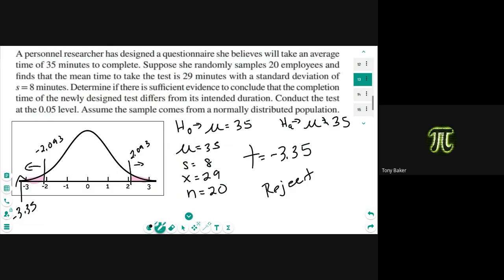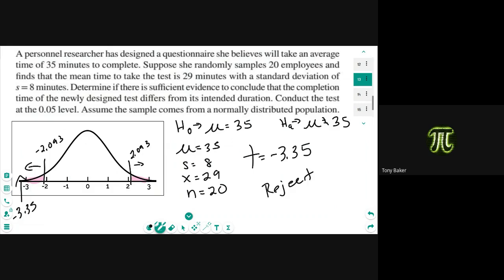Because we're trying to determine if the sample that I got basically shows that what I believe is wrong or not. And in most situations, you want to fail to reject because you want your hypothesis to be correct. If that's what you believe to be true, that's what you kind of want to be true. So yeah.